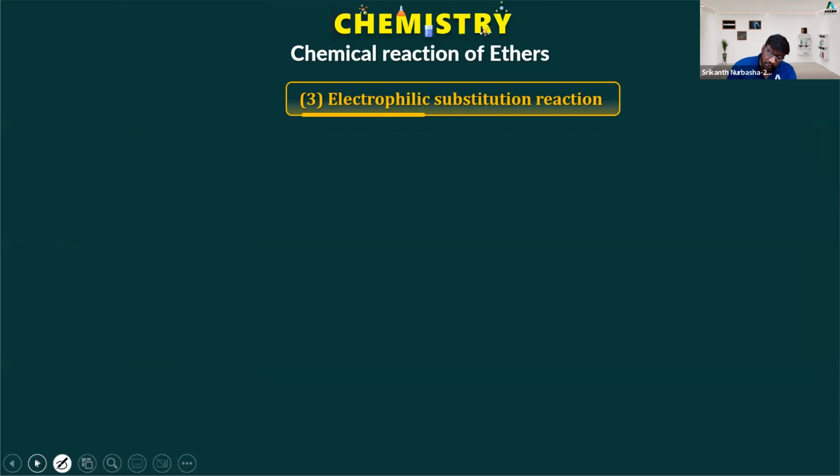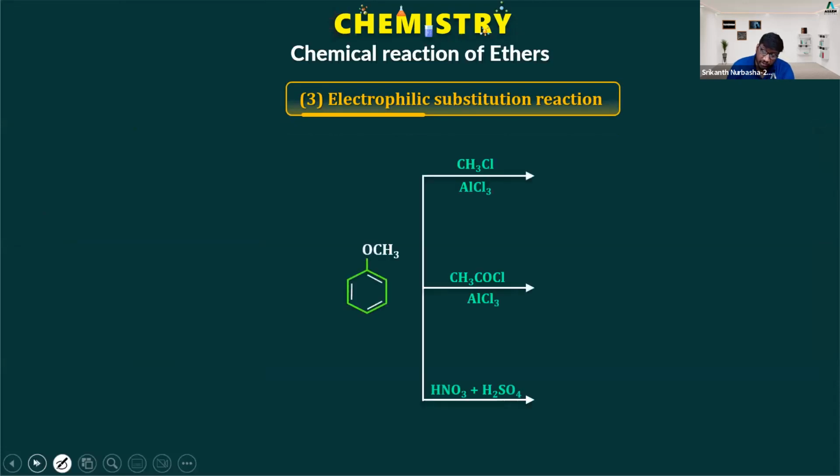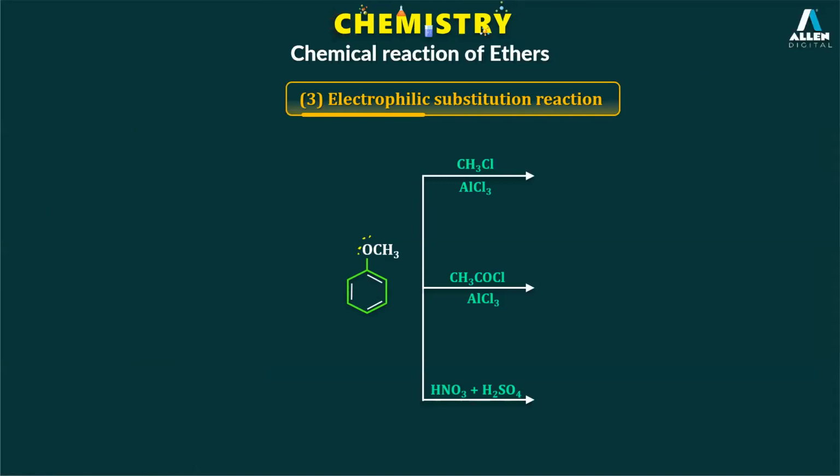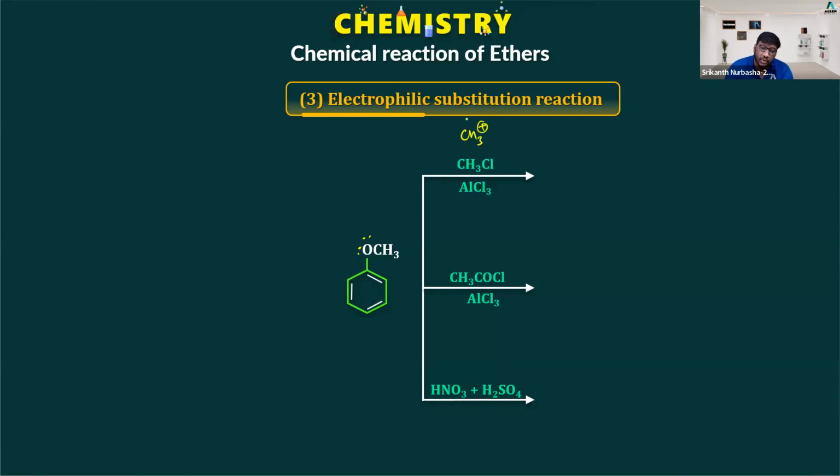Right, students, let us proceed. The next and last type of reactions of ethers: whenever you have an electrophilic substitution reaction, is ether an electron donating group or an electron withdrawing group? Electron donating, and it is ortho-para-directing. Electron donating groups are ortho-para-directing. And among ortho and para, which is major and which is minor here? Para is major because there is no intermolecular hydrogen bonding.